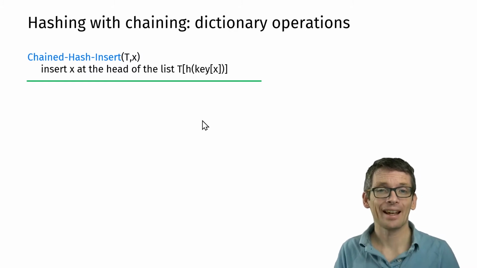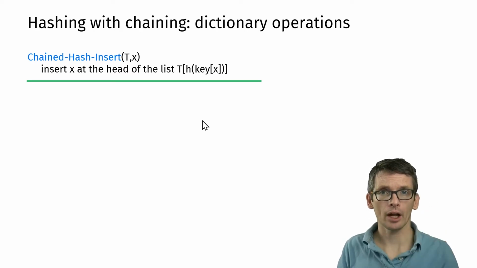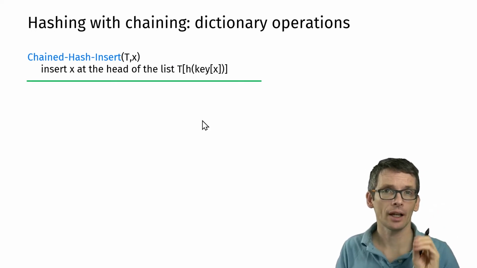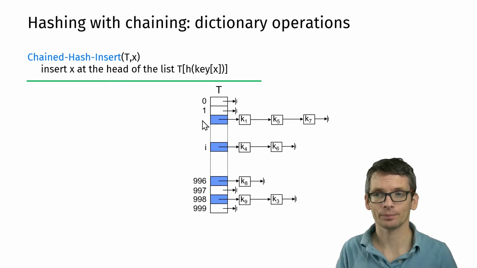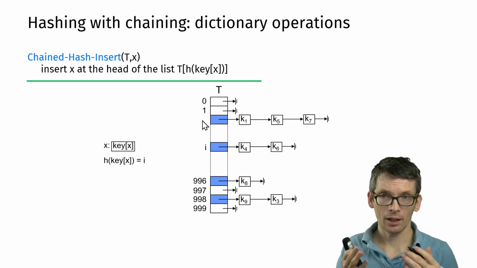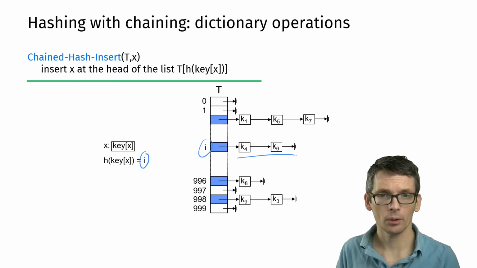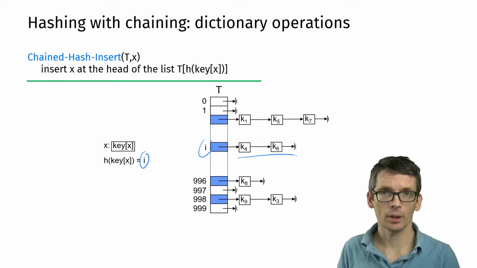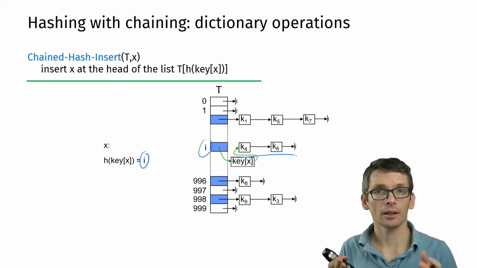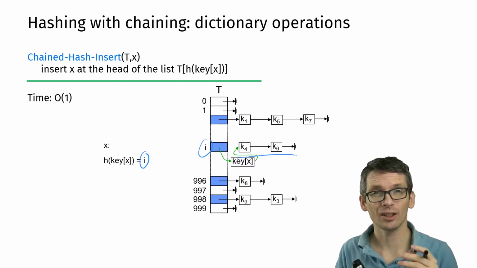We start with insert. So we have an element X. We take the key, we hash it, it brings us to a cell. We insert the element at the head of that list, and that's it. So how does that look? We have X, it has a key. The key hashes to some cell I. Here we have I. There's already a linked list here. So we insert that element at the head. How long does that take? Inserting at the head of a linked list takes constant time. So insert we can do in constant time.